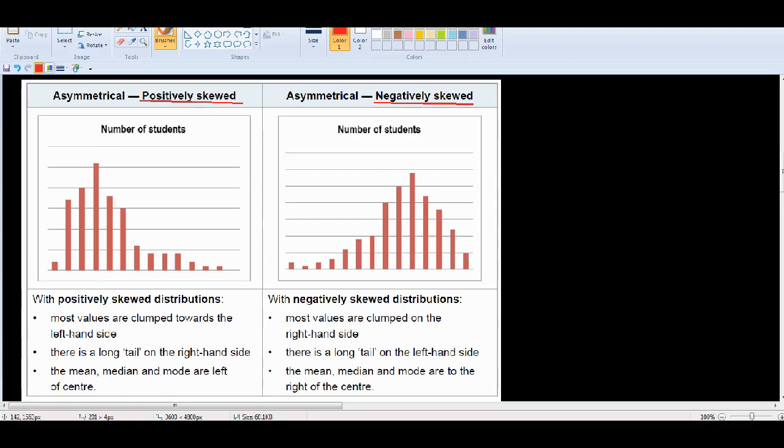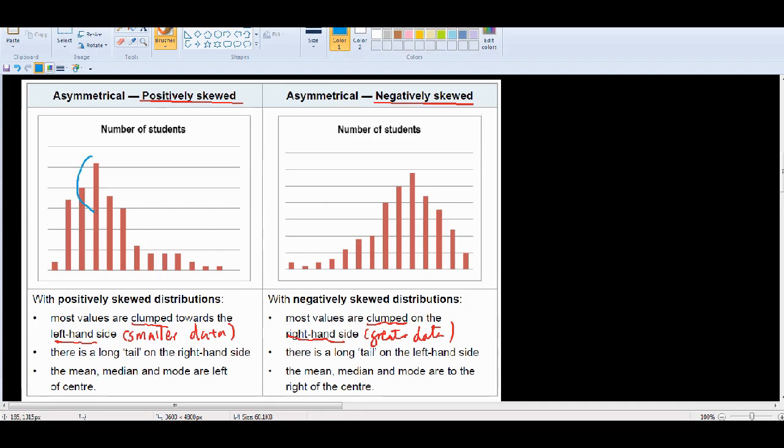We can use terms like clumped towards the left hand side for positively skewed, and clumped on the right hand side for negatively skewed. Left hand side means the smaller data, and right hand side means the greater data. They are clumped. So we focus on this part.